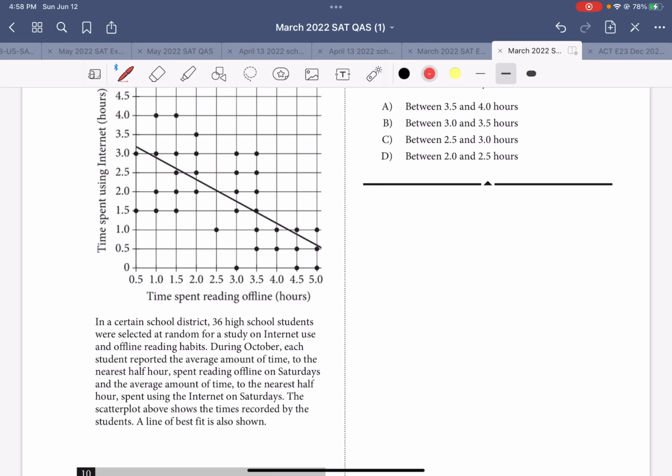Okay, so this one, reading offline, is the x-axis. This one, time spent using the internet, is on the y-axis in hours, right? But each grid is representing half an hour. The scatter plot above shows the time recorded by the students, and a line of best fit is also shown.